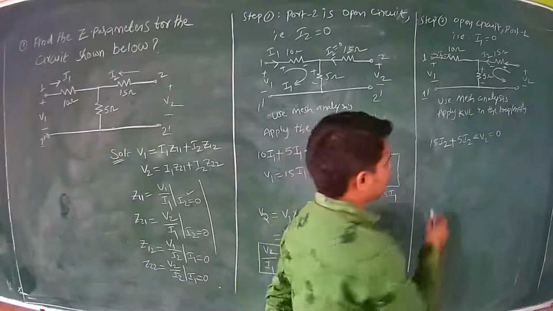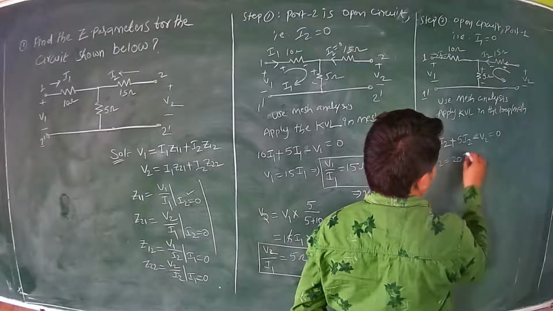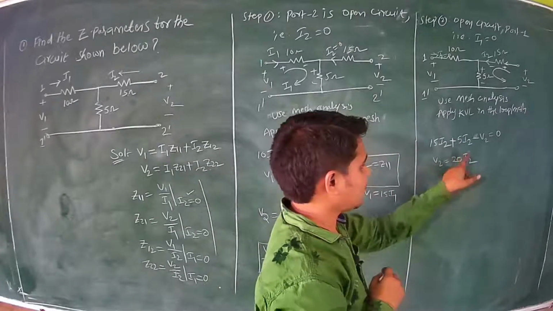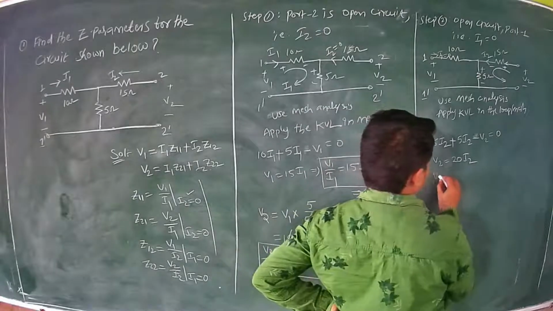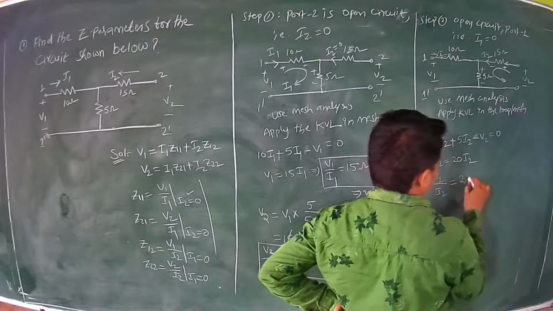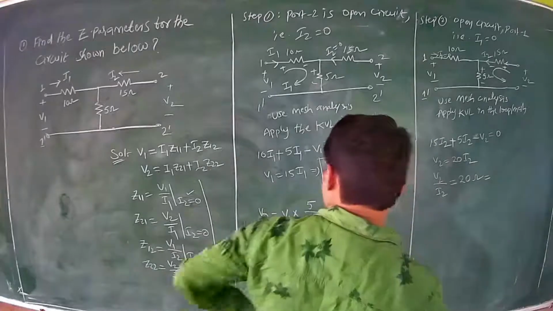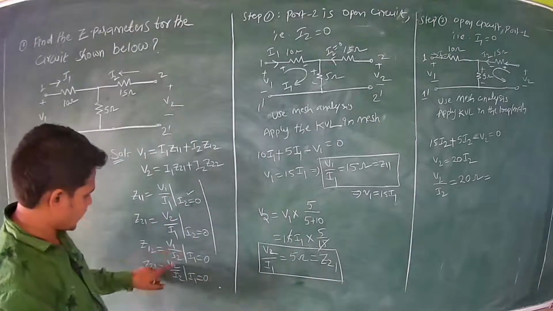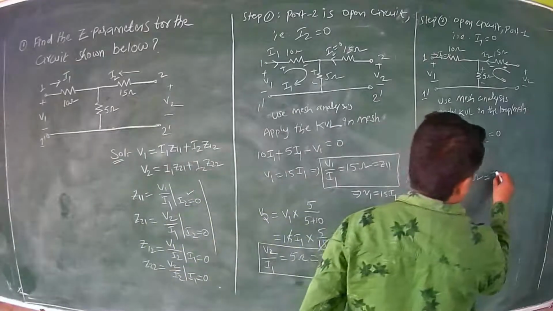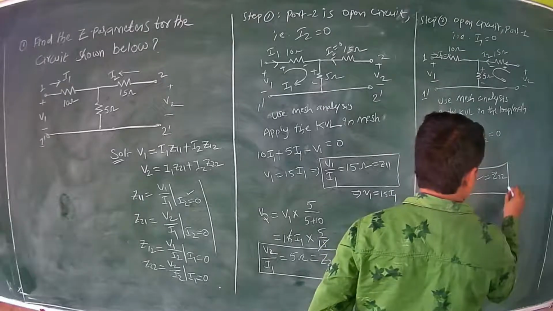So therefore 15 plus 5 is how much? So V2 equal to 20 I2. Therefore V2 by I2 is equal to 20 ohms. So this is also called as what? V2 by I2 when I1 equal to 0 is called Z22. This is Z22 value. Next.